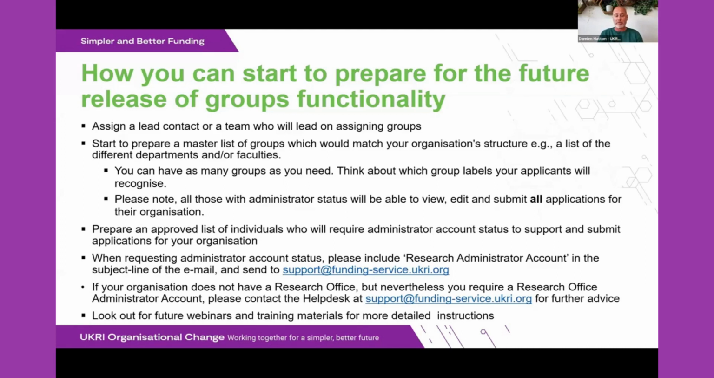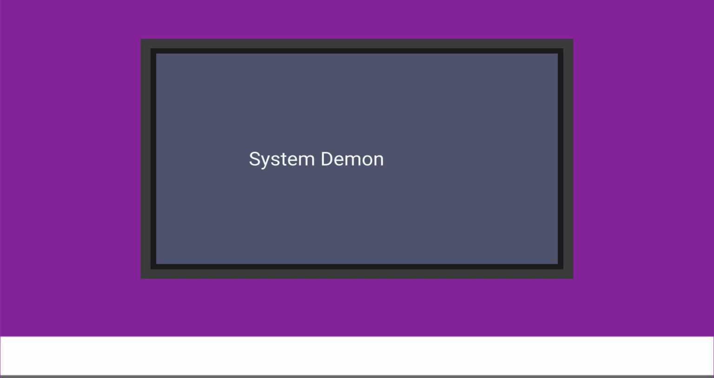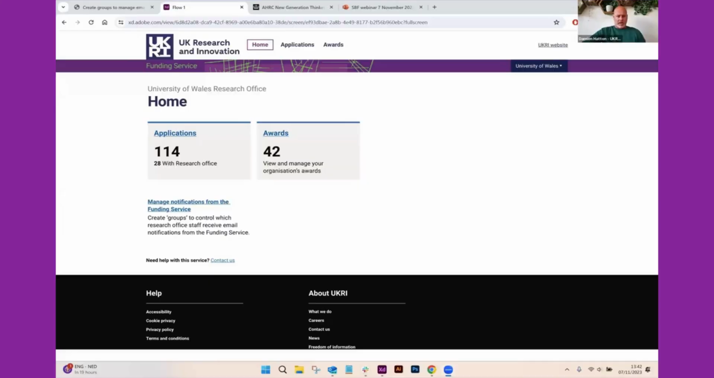But also when you're thinking about who is going to belong in those groups in terms of research office staff, you'll need to contact the help desk, who can then set up all of those research office accounts for you, because as you're setting up your groups, you'll need to have those people in the system in order to allocate them to each of the groups. So, Damien will now walk through a system demonstration.